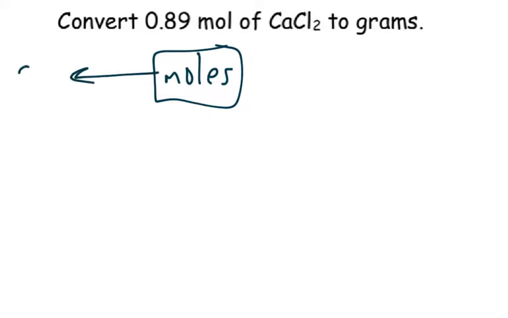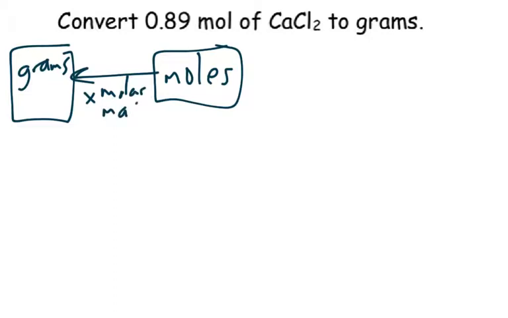All right, now let's take a look at this one. Convert 0.89 moles of calcium chloride to grams. This time we're going backwards. We're in moles, and we want to go back to grams. If you recall from the flow chart, to go from moles to grams, you're going to multiply by the molar mass. We're going to need to find the molar mass of calcium chloride.